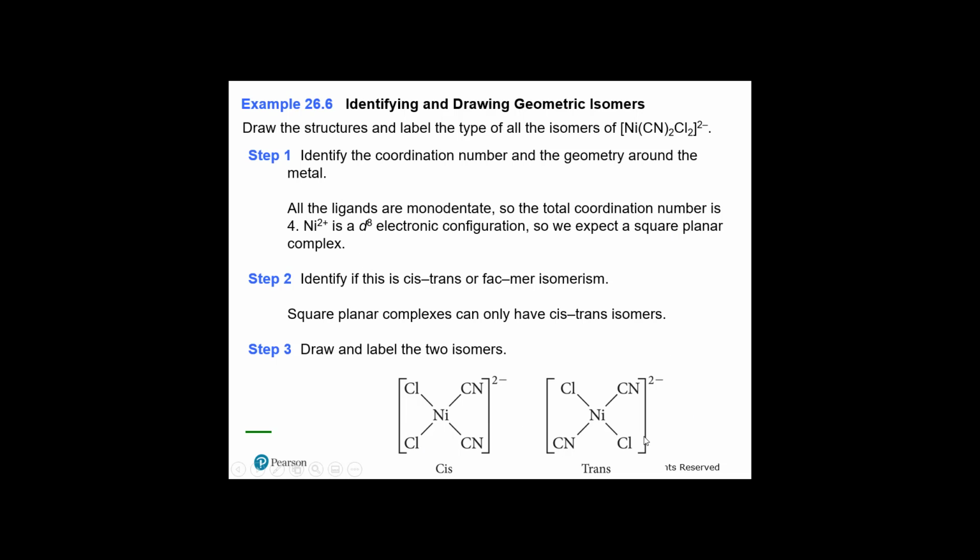So is it a cis or is it a trans? Identify if this is a cis-trans or a fac-mer isomer, and it can only be a cis-trans. A fac-mer would have to be an octahedral complex, which this is not. So this is going to be a cis-trans. You're going to see it as a cis, and you're going to see it as a trans.